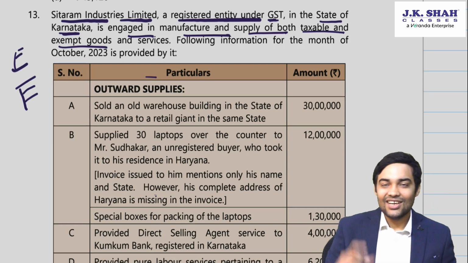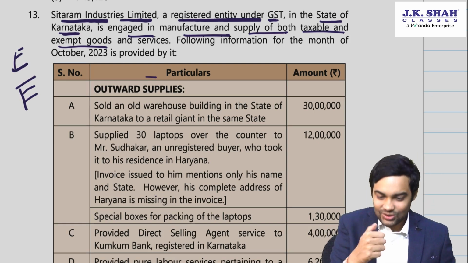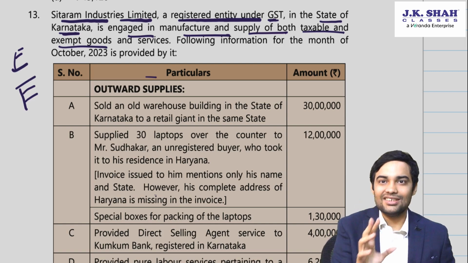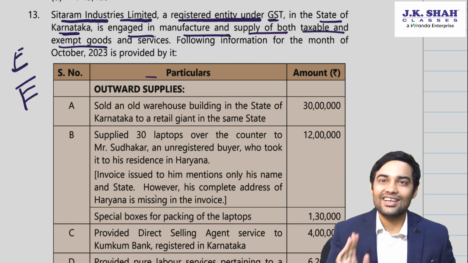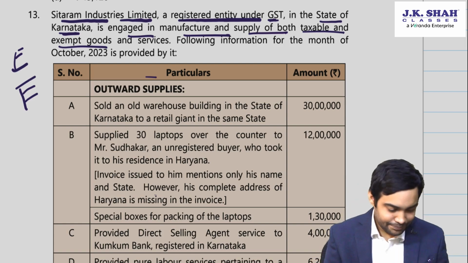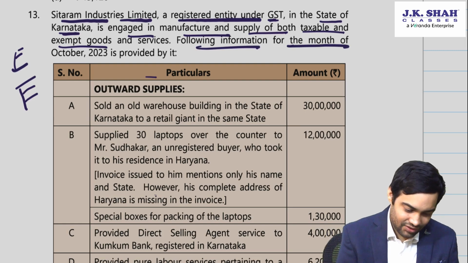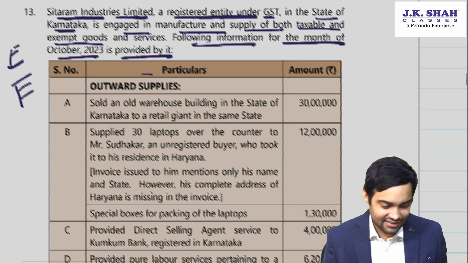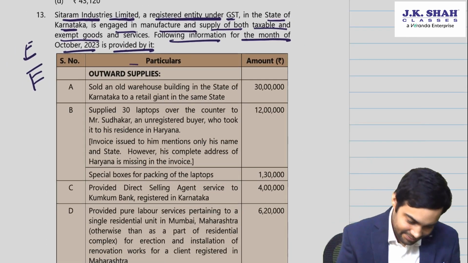That means for finding E and F, whenever you see a sale transaction, keep mentioning whether it will come in E or it will come in F. That becomes very important. Fine. Following information for the month of October 2023 is provided by it.